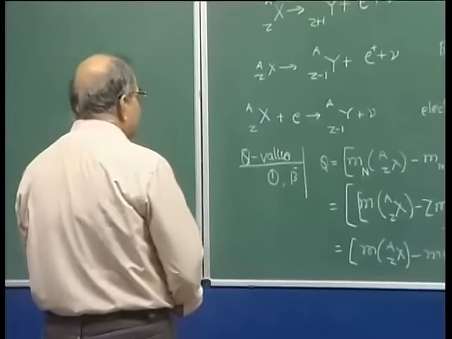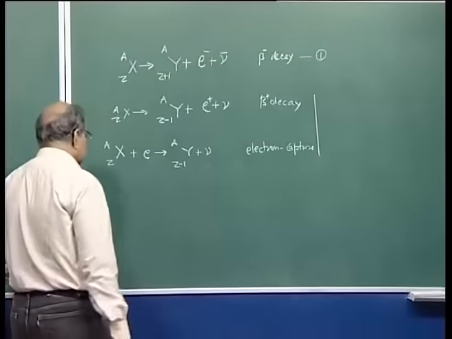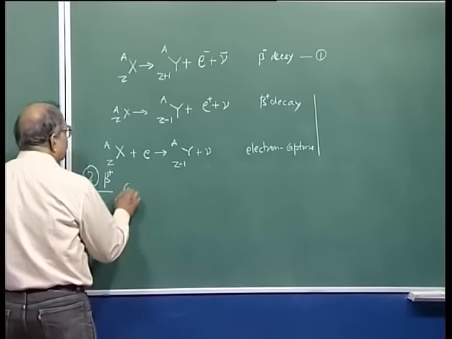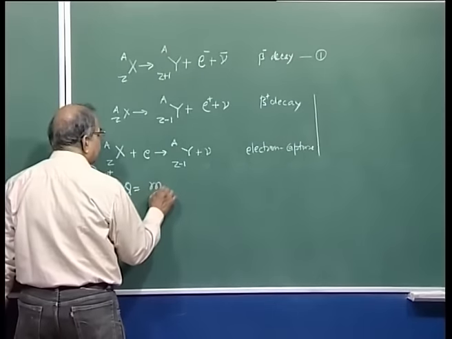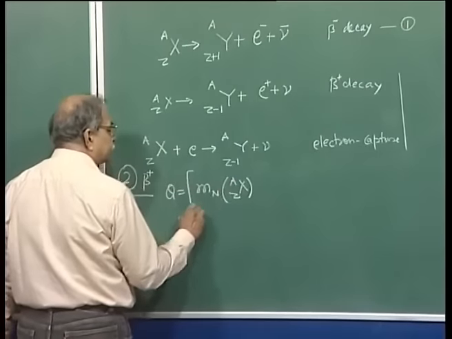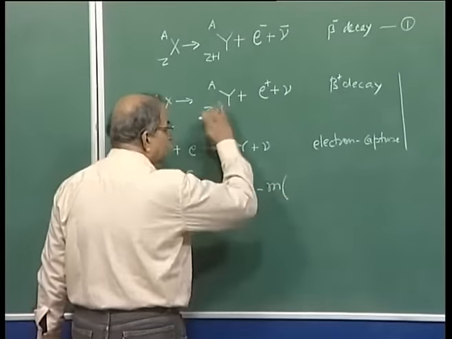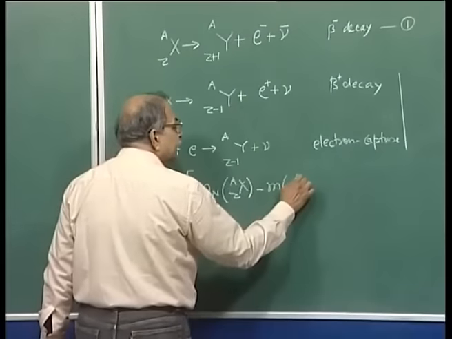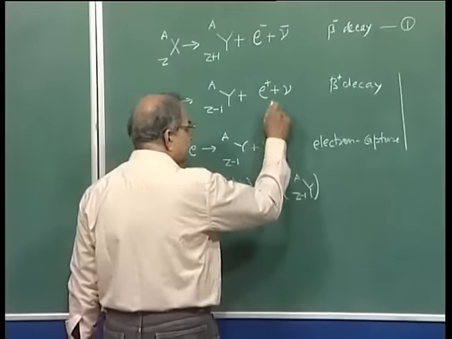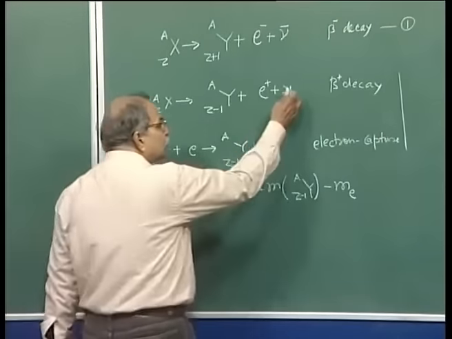Now, for the second equation, beta plus decay, we can do a similar analysis of the Q value. So, equation 2 which is beta plus decay. The Q value will be similarly the nuclear mass of this parent A X Z minus the nuclear mass of the product, the rest mass of the product, so M of this A Y Z minus 1, minus the mass of the positron, which is the same as the mass of the electron, and the neutrino mass we neglect.